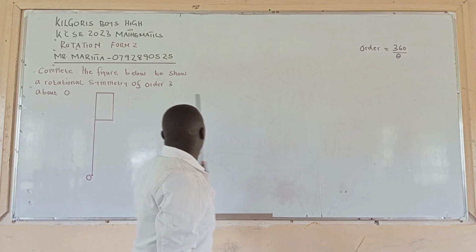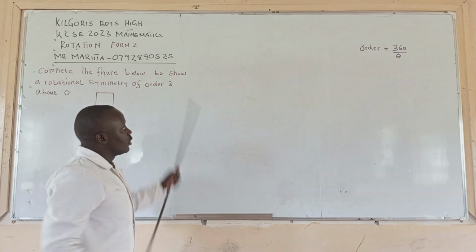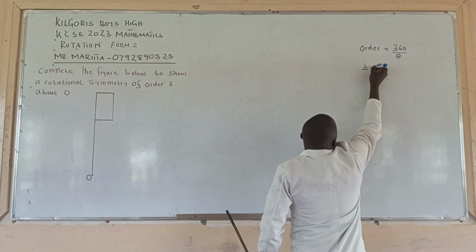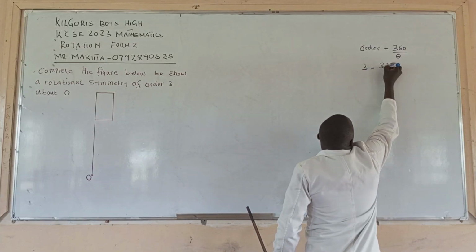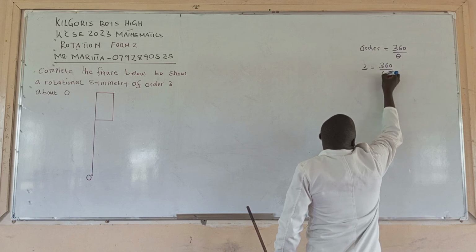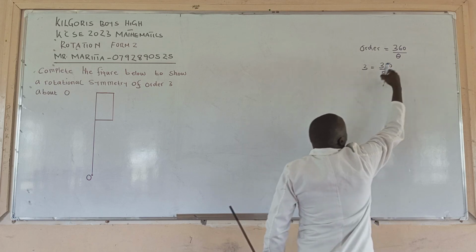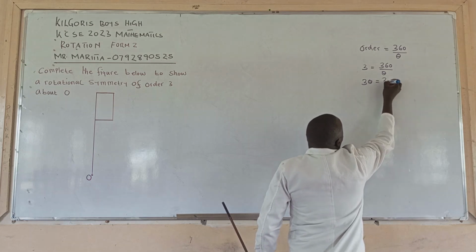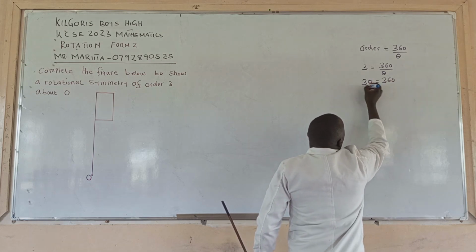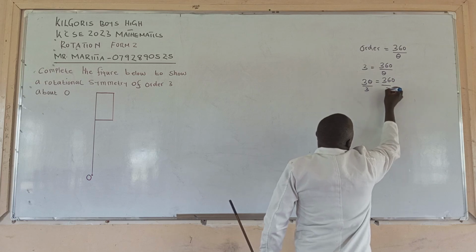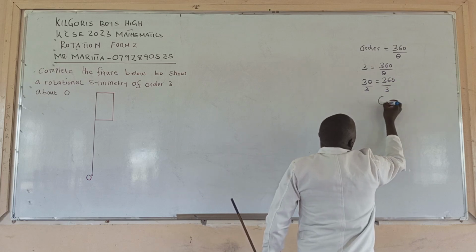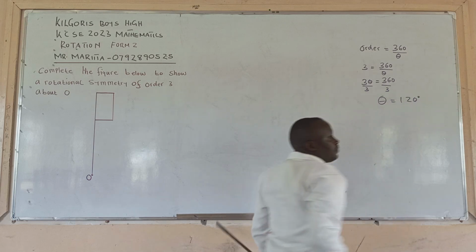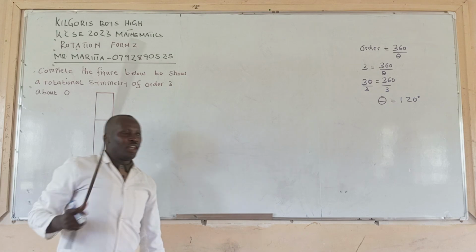The order we have been given here is 3. So order 3 is equal to 360 divided by theta. Multiplying both sides by theta, you will have 3 theta equals 360. You divide by 3, so our theta in this case is equal to 120 degrees.